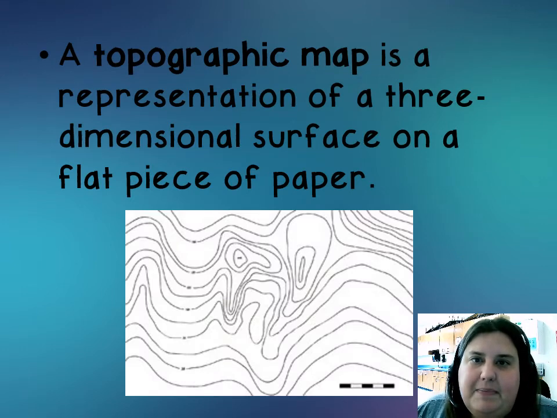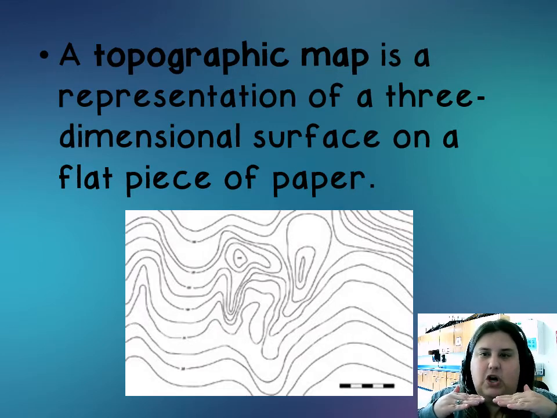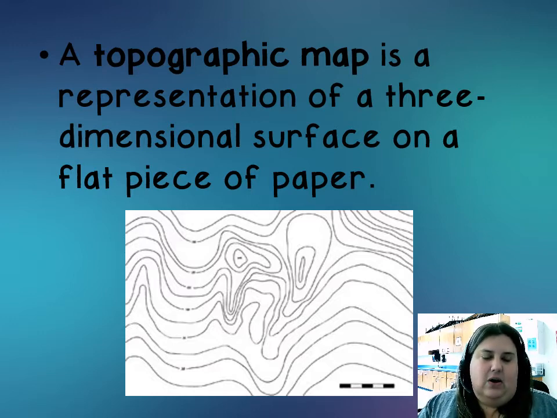So a topographic map is a representation of a three-dimensional surface on a flat piece of paper. So it's like taking a mountain, right? And we're just flattening it, but we're still able to show all of those different points of elevation on the mountain. And we're just flattening it on a 2D surface so that you can see all of the points of elevation.